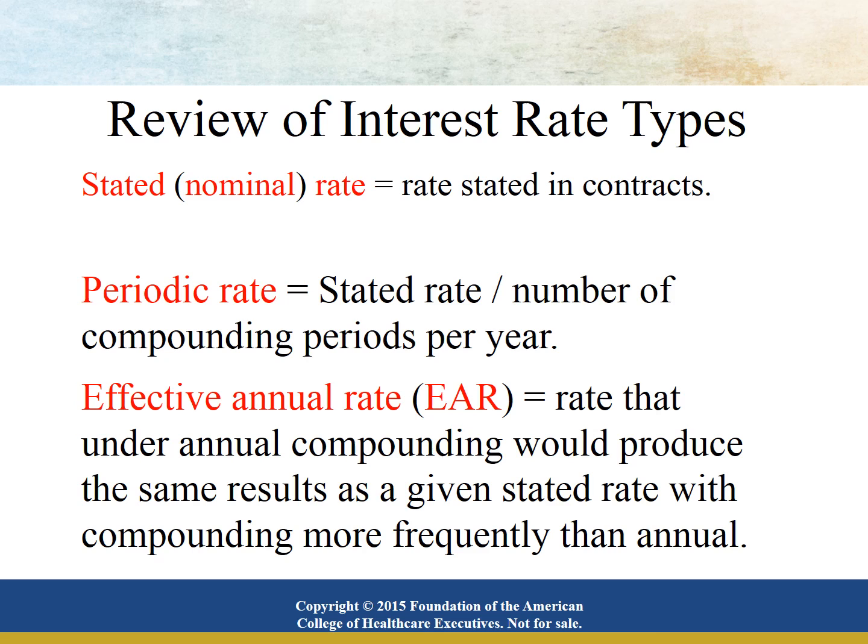All right, review of different rate types. You've got a nominal rate, the rate stated in contracts. You've got a periodic rate, the stated rate divided by the number of compounding periods, and an effective annual rate. That's the rate that under annual compounding would produce the same results as a given stated rate with compounding more frequently than annual. In other words, what is the effective rate? It's a 10% rate, but we're going to compound it twice a year. The effective rate is 10.25. We did that math earlier.